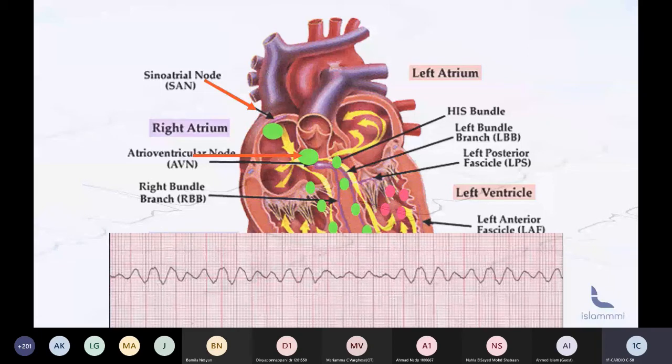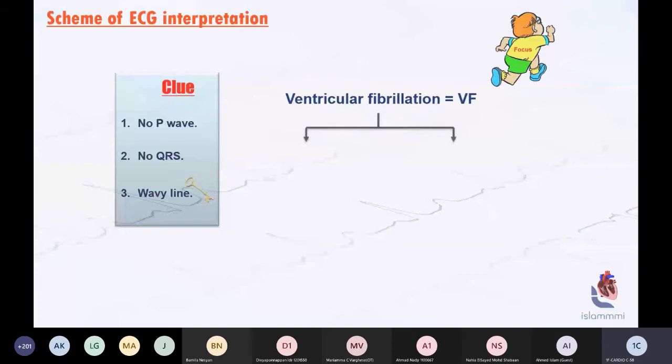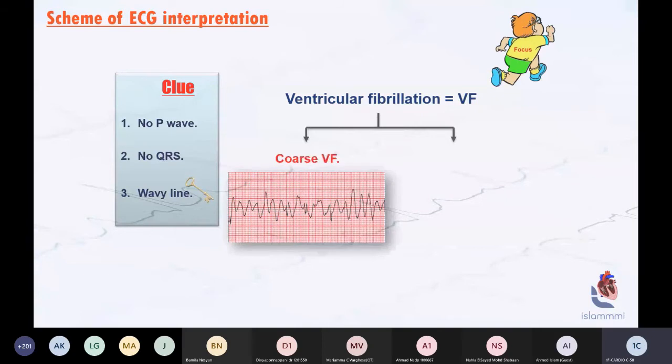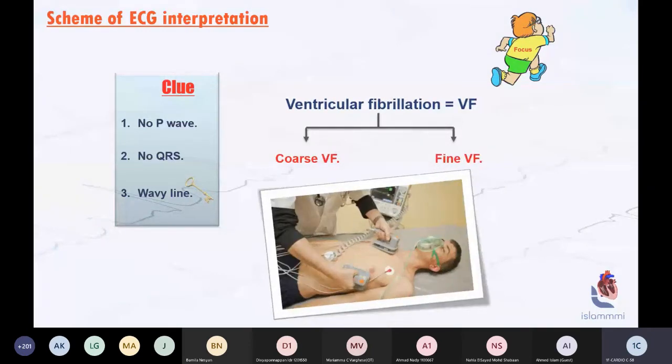As you can see in this strip, there is no P wave, there is no real QRS, but just a wavy line. So this patient is dying, and this is a life-threatening condition. If you do not give the patient a DC shock in this case, he will die in a few minutes. So what are the types of ventricular fibrillation? We have either coarse ventricular fibrillation, as you can see, or fine ventricular fibrillation. Both of them need an emergency DC shock, otherwise the patient is going to die.